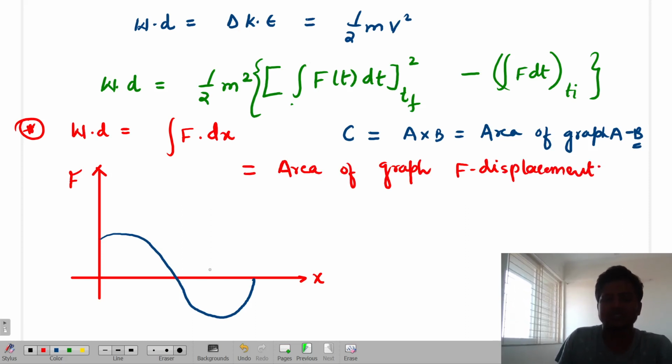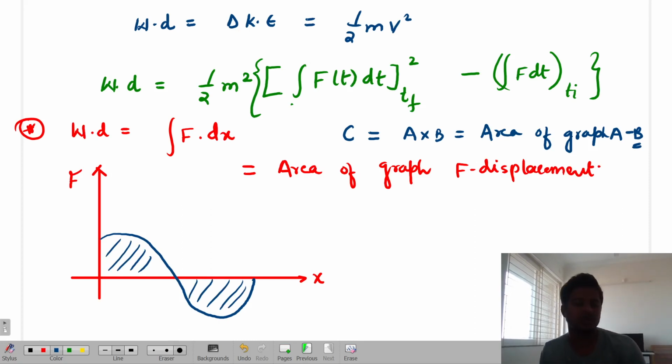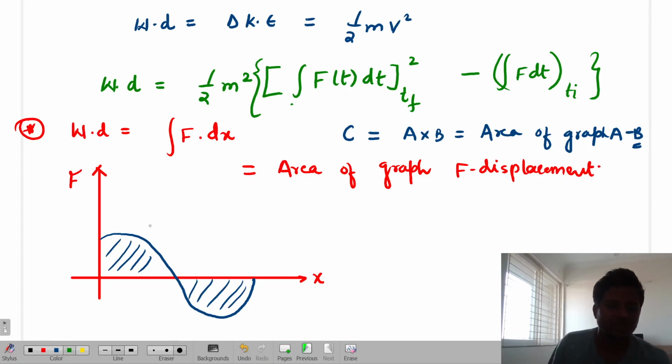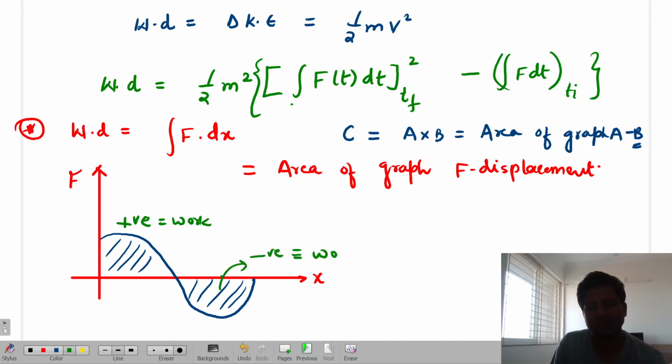Now the question arises that here there are two areas. One area which is in upward means positive quadrant, one area which is in negative quadrant, isn't it? So then here it definitely matters actually. The positive quadrant work will be positive and the negative quadrant work will be negative.